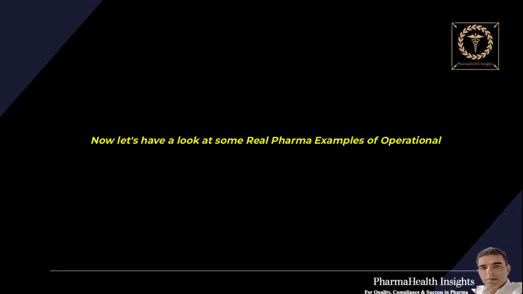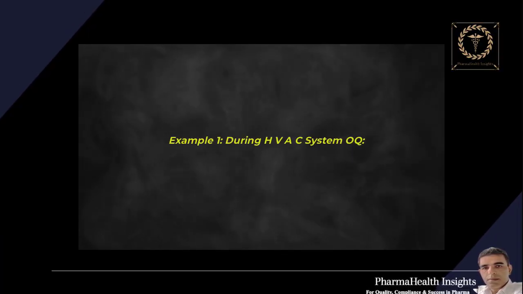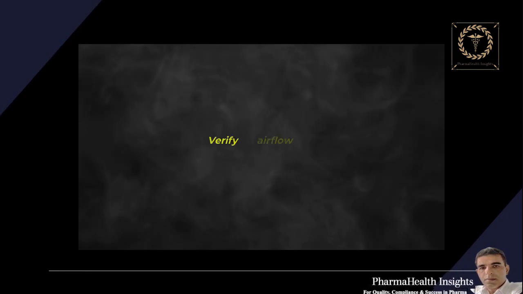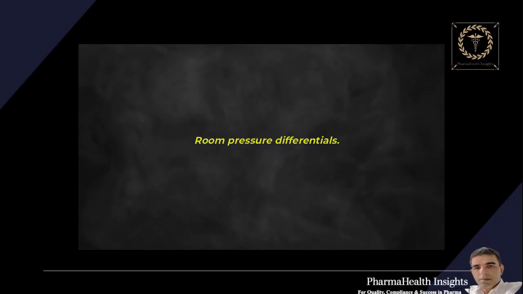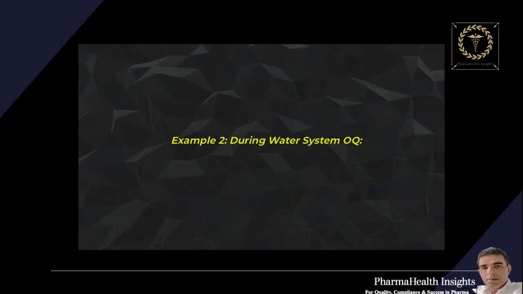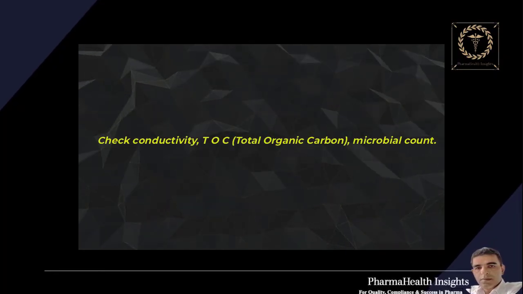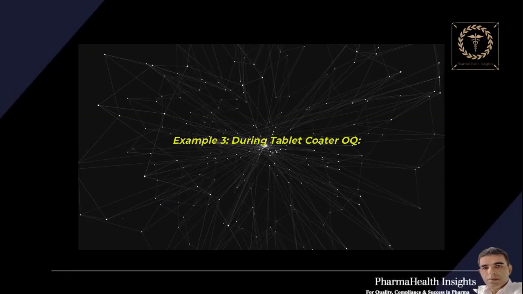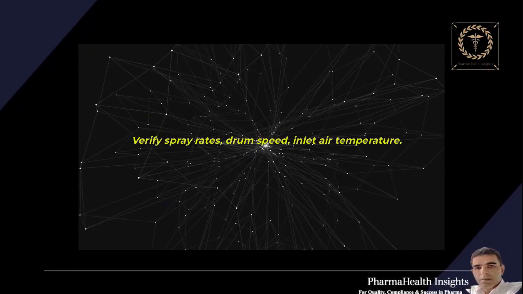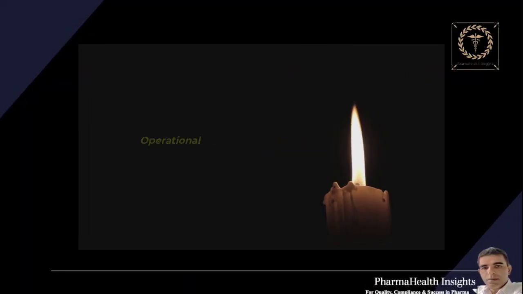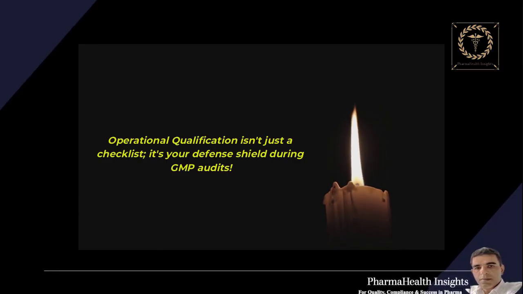Now let's have a look at some real pharma examples of operational qualification. Example 1. During HVAC system OQ, verify airflow velocities, HEPA filter integrity tests, room pressure differentials. Example 2. During water system OQ, check conductivity, TOC, total organic carbon, microbial count. Example 3. During tablet coater OQ, verify spray rates, drum speed, inlet air temperature. Always remember, operational qualification isn't just a checklist, it's your defense shield during GMP audits.